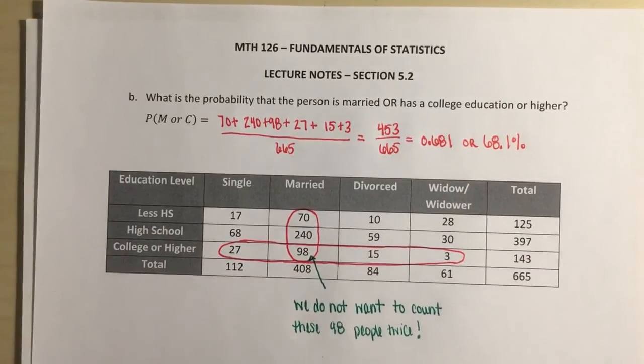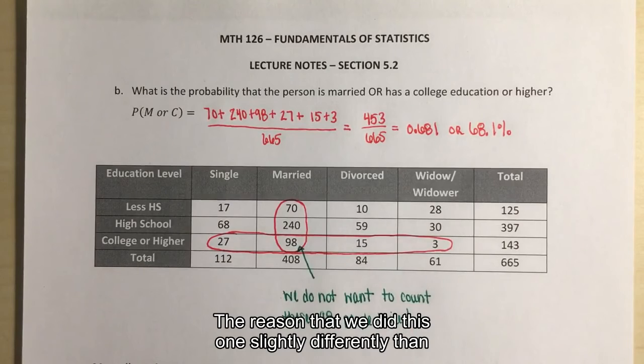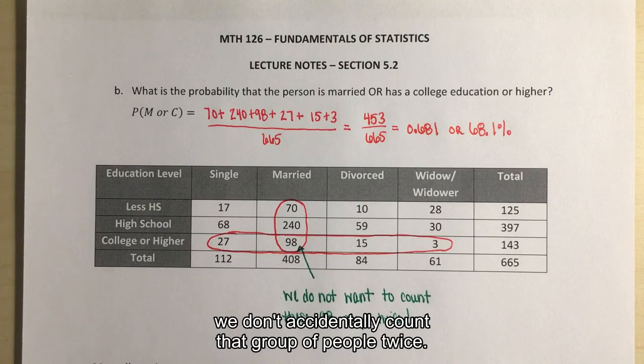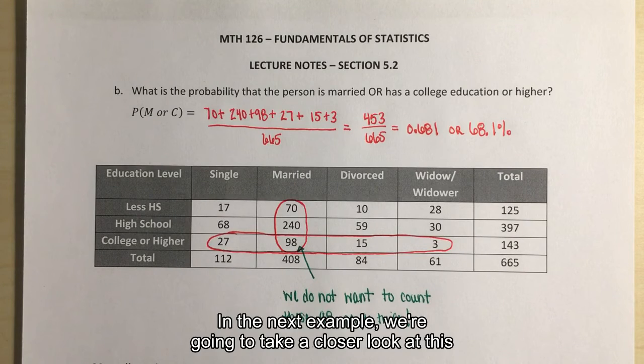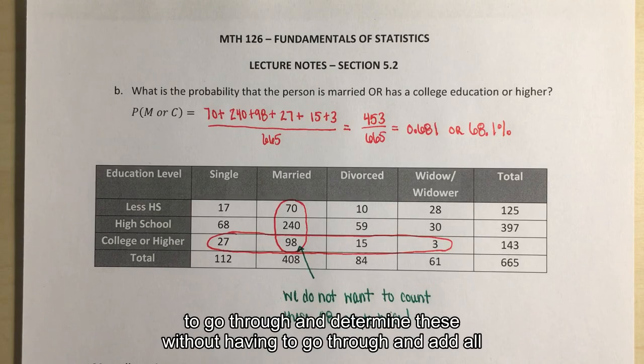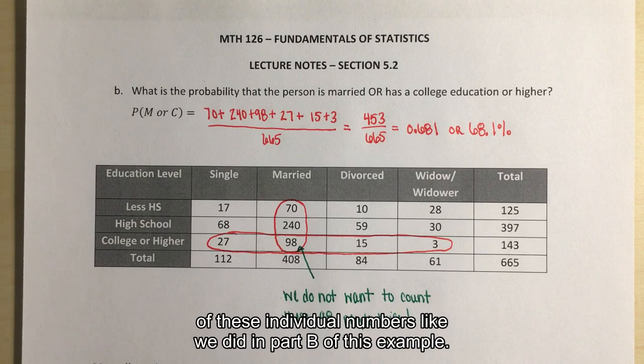Right. And the reason that we did this one slightly differently than the last one is because there was an overlap, and we want to make sure we don't accidentally count that group of people twice. Right? And then in the next example, we're going to take a closer look at this and revisit these last two examples and give us another way to determine these without having to add all of these individual numbers like we did in part B of this example.